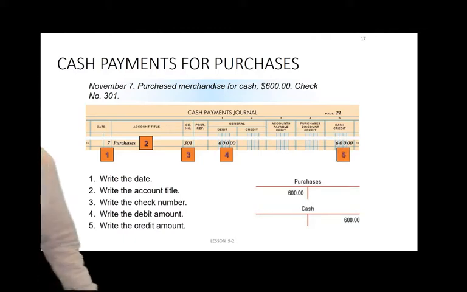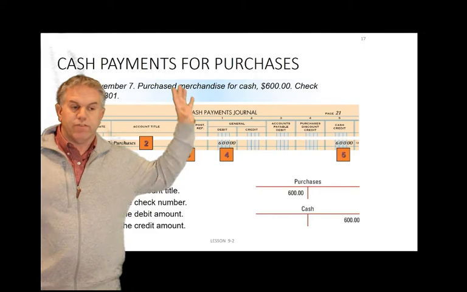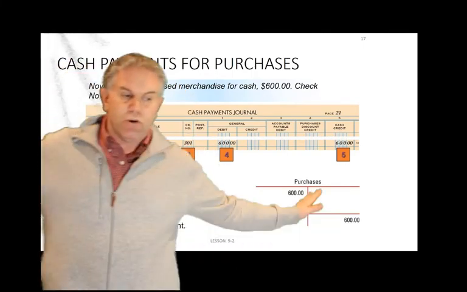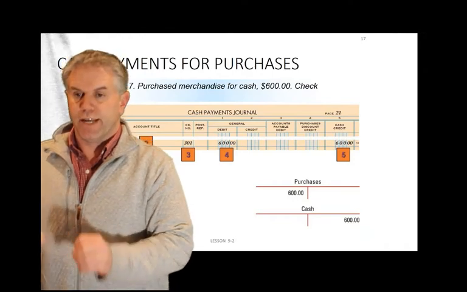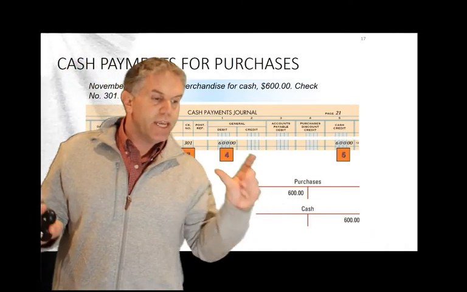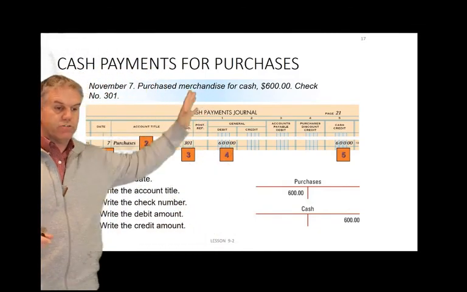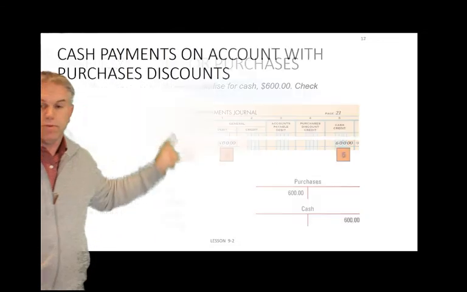Pretty simple, pretty straightforward. Again, only using this when we paid cash. If it doesn't say paid cash, don't use the cash payments. If it says purchased merchandise on account, use the purchases journal. If it doesn't say that, you don't use it. The keywords are in the transaction. It'll tell you exactly which transaction, and source document too.